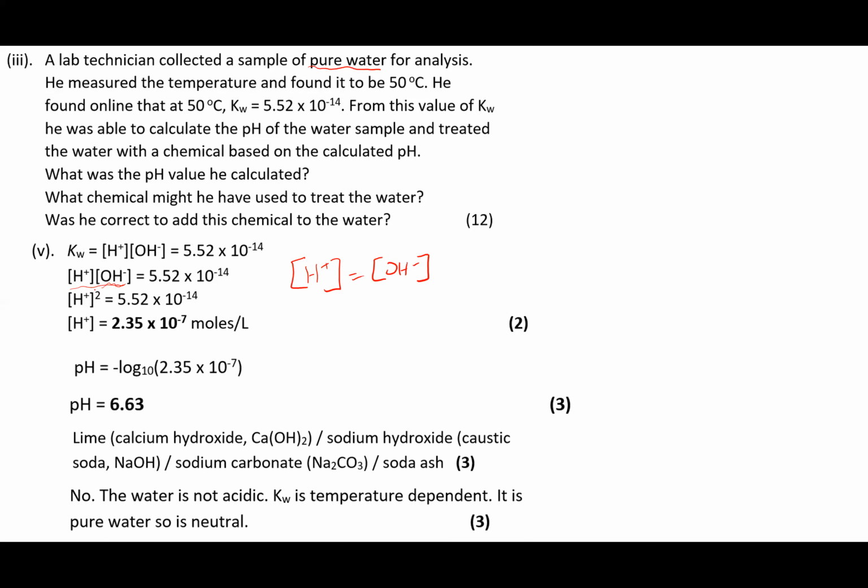And was he correct? No, he wasn't, because the water is not acidic. The reason it has a pH of 6.63 is because Kw is temperature dependent, and it is pure water, so it's neutral. But you get the 3 marks there just for saying no, he was wrong to add it, and the fact that Kw is temperature dependent. Okay, so on the next slide now. That's the marking scheme for the paper you have.